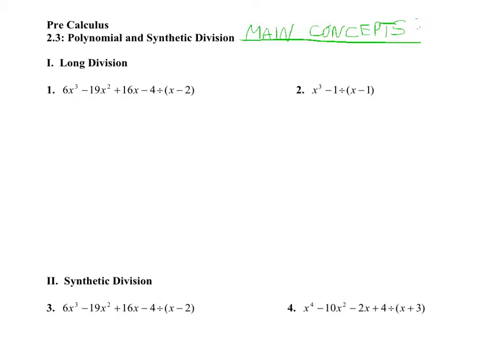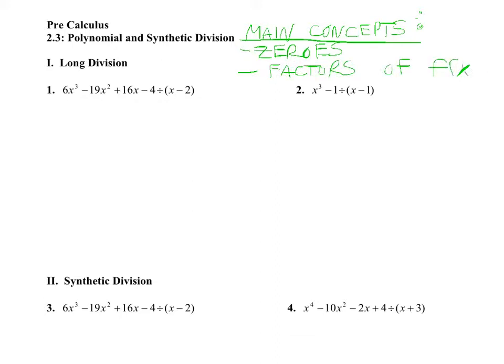So at the very top, you can see here I have in green, I have main concepts right here. We're going to basically go over long division, synthetic division, but the main concepts of why we're doing that is we're going to relate it to when we find the zeros. And remember, we can kind of go back and forth between finding the zeros of a function and finding the factors of f of x.